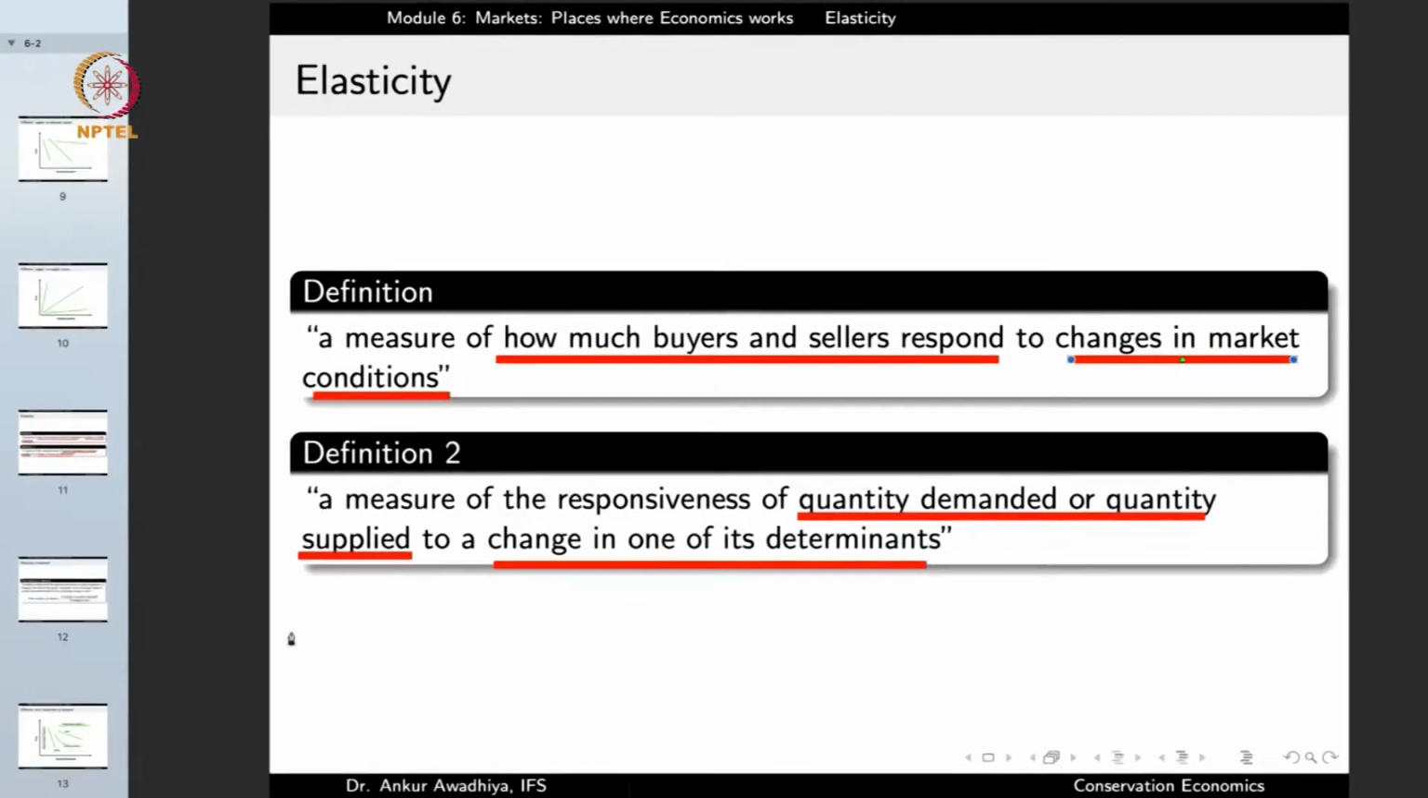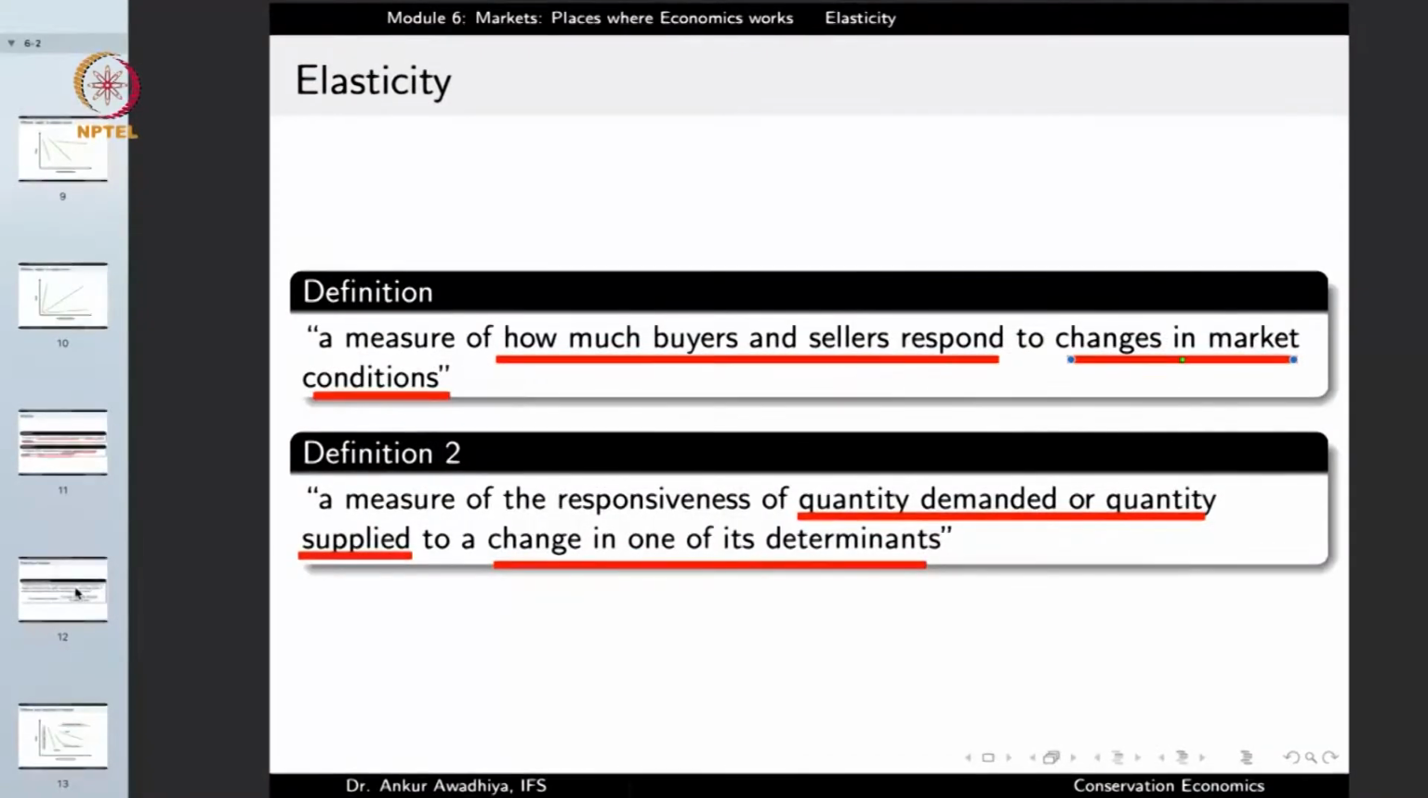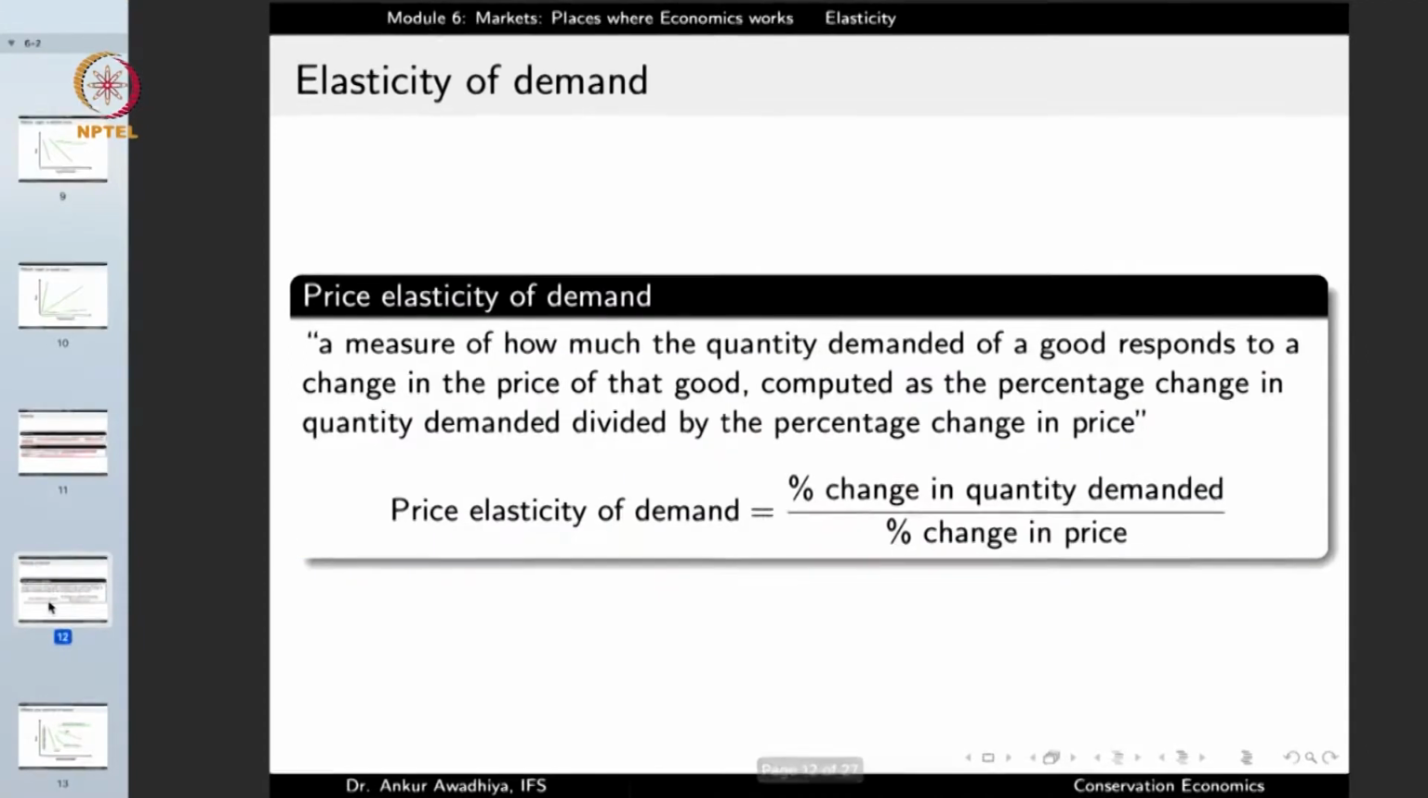So the question is, we are trying to measure the response of the buyers and the sellers. But then, is there a way in which we can quantify this? Because remember, we are trying to measure the change in the direction and the change in the magnitude. Now, if we wanted to do that, we would require certain formulas. And this is one such formula.